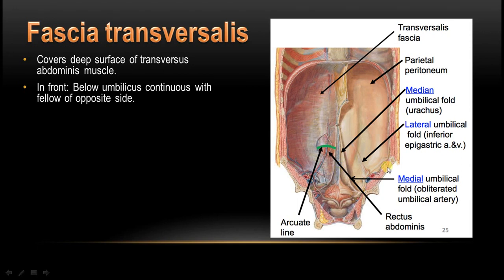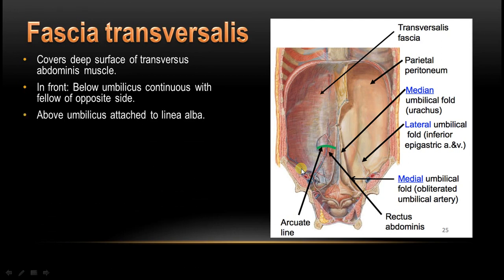Then below the umbilicus, it forms a continuous sheet along with the fascia of the opposite side, the transversalis fascia. There is an oval opening in the transversalis fascia, which is called the deep inguinal ring. An oval gap in the transversalis fascia is called the deep inguinal ring.